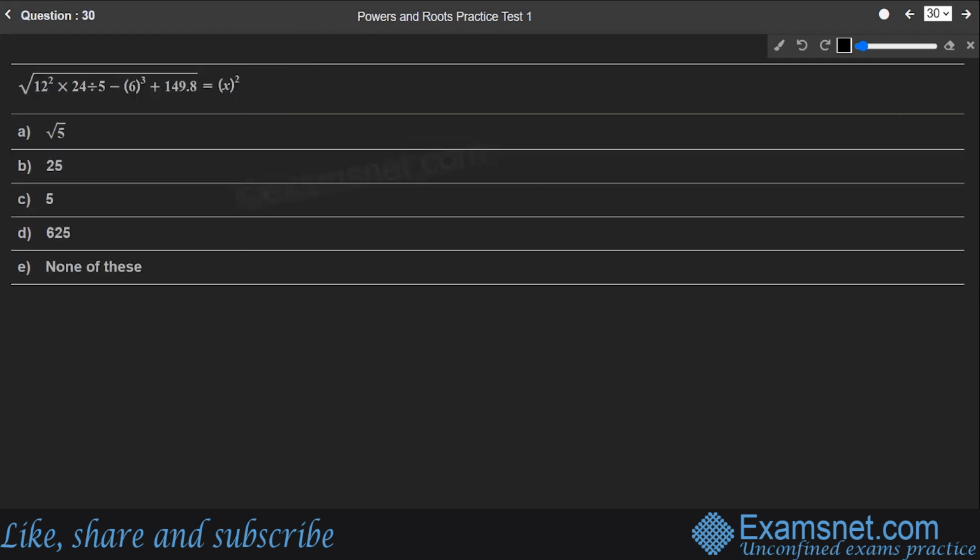This is the equation that is to be solved: root of 12 squared plus 24 divided by 5, and so on. So obviously you have to use BODMAS here. The rule of BODMAS says you have to do in the same order: bracket, order, divide, multiply, add, and then subtract. So we'll follow the same order. We'll have to do the divide first. So let us do that.